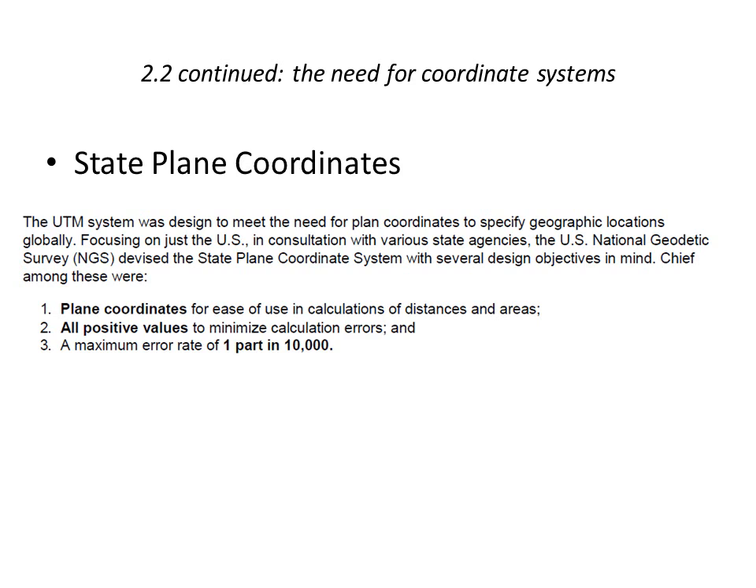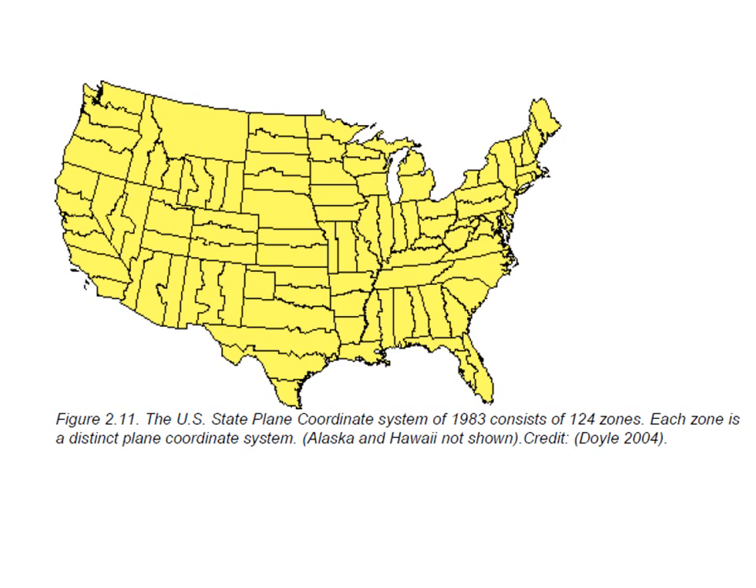And also, one of the benefits of state plane coordinates is that they're highly accurate. So they have a maximum error rate in terms of locations, that is the transformation from the spherical Earth to the flat surface, of only 1 part in 10,000. In other words, for every 10,000 inches, the allowance of error is only 1 inch of error in terms of location. This map shows U.S. state plane coordinate systems as of 1983.